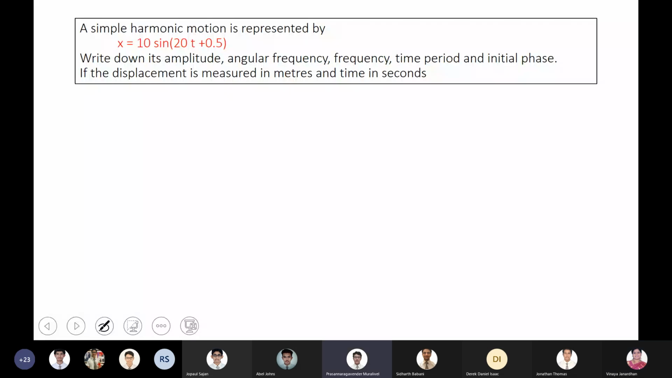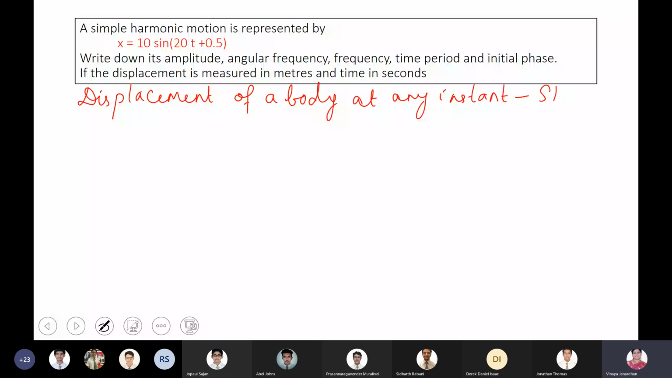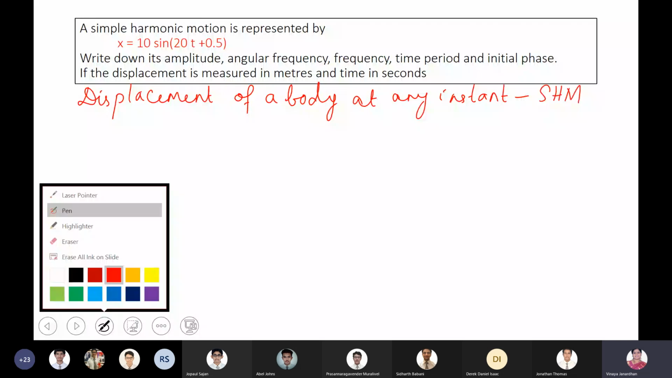Ma'am, should we write the question? Yes, or else you just write only the equation. So what will be the equation? The general equation is x is equal to A sine (omega t plus phi). Phi is the initial phase of the wave.